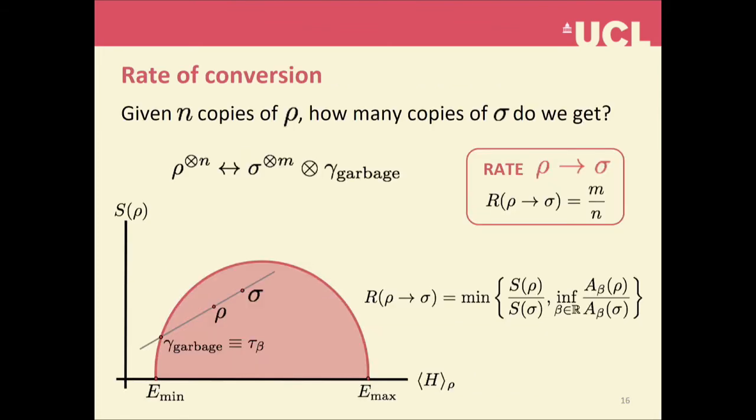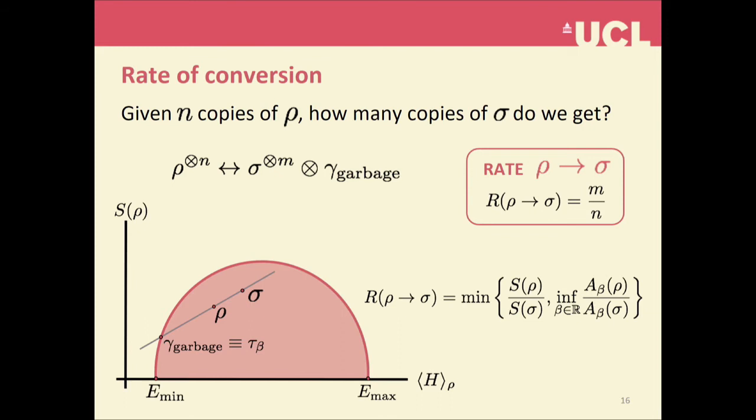Something else that we can do is to consider the rate of conversion between quantum states. So say I have n copies of a state rho, and I want to extract as many sigma states as I can. In the meanwhile, I can also produce some garbage state. That means I can produce some state from which I cannot extract any more sigmas. Then the rate is given by the maximum number of copies of sigma divided by the initial number of copies of rho. So it is this maximum m divided by n.